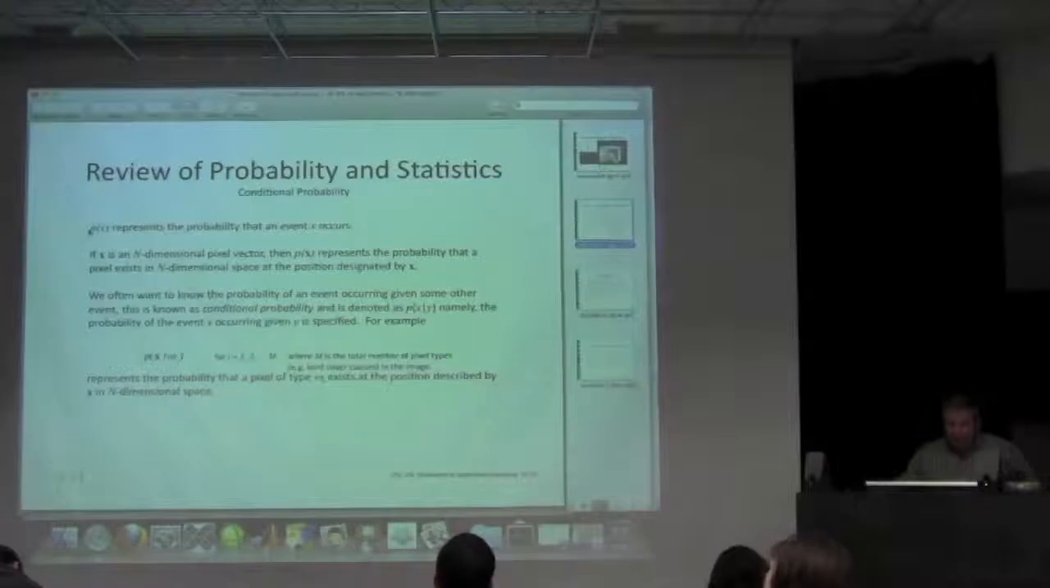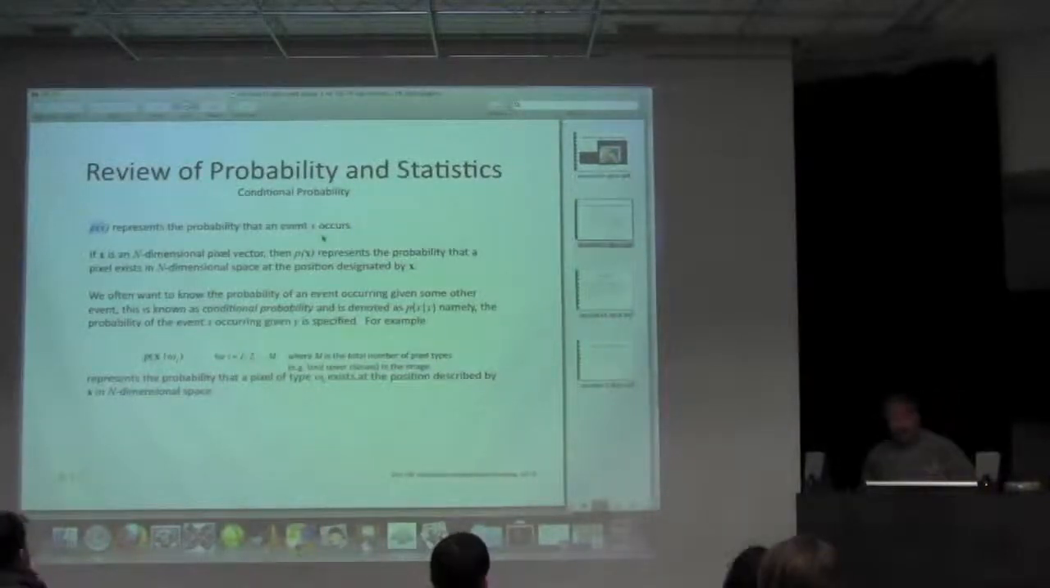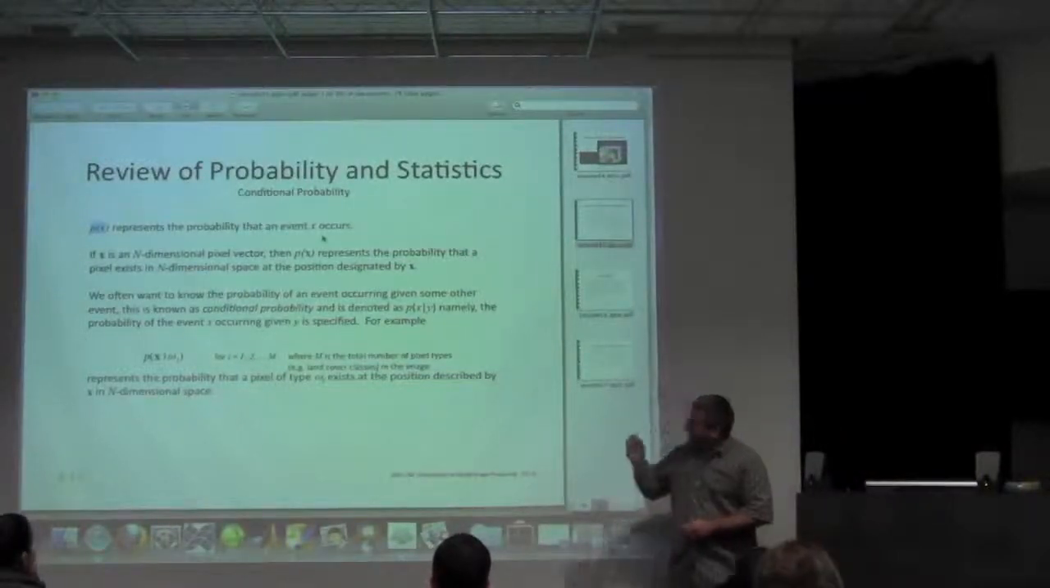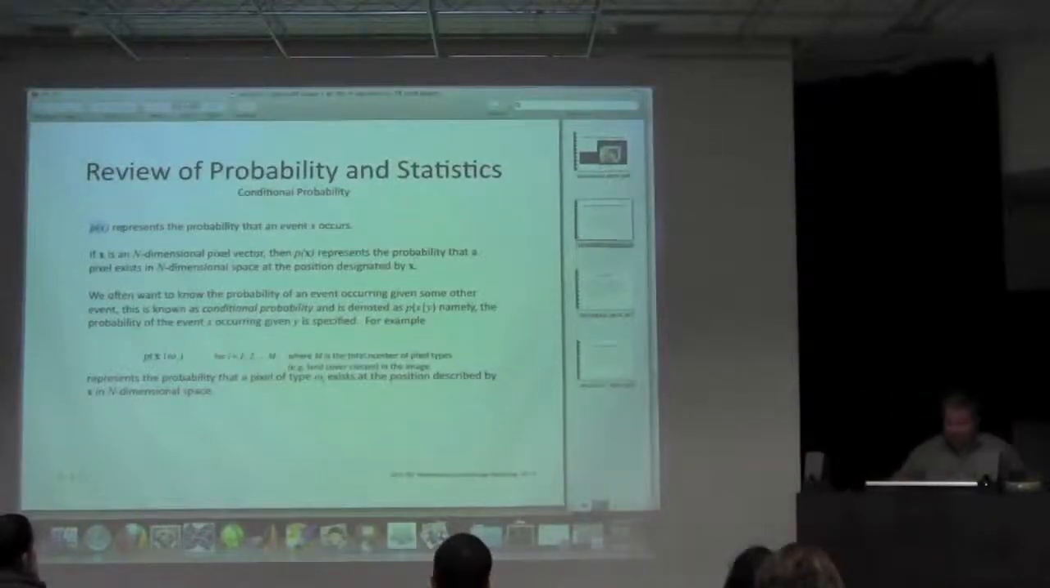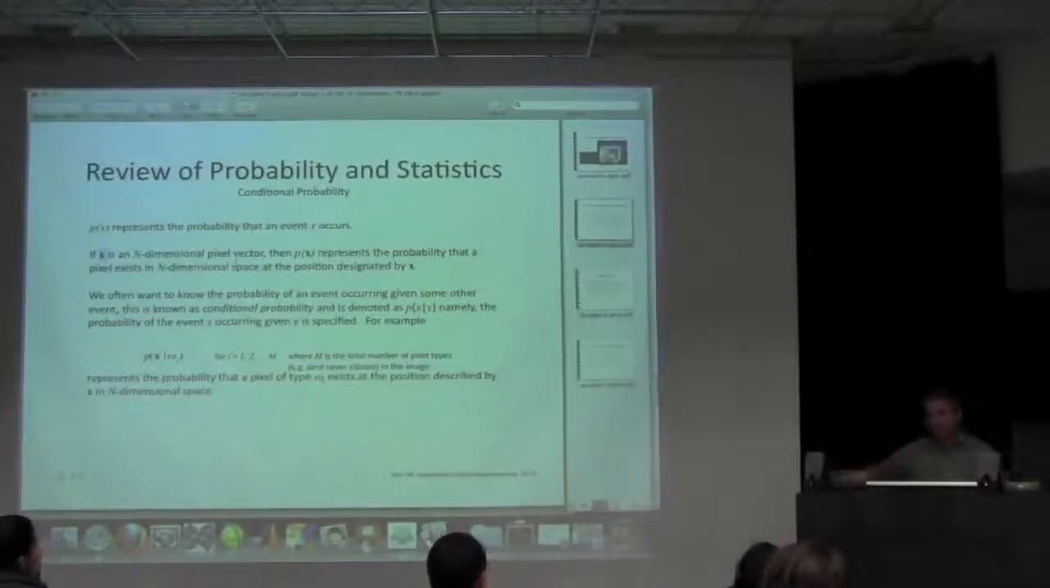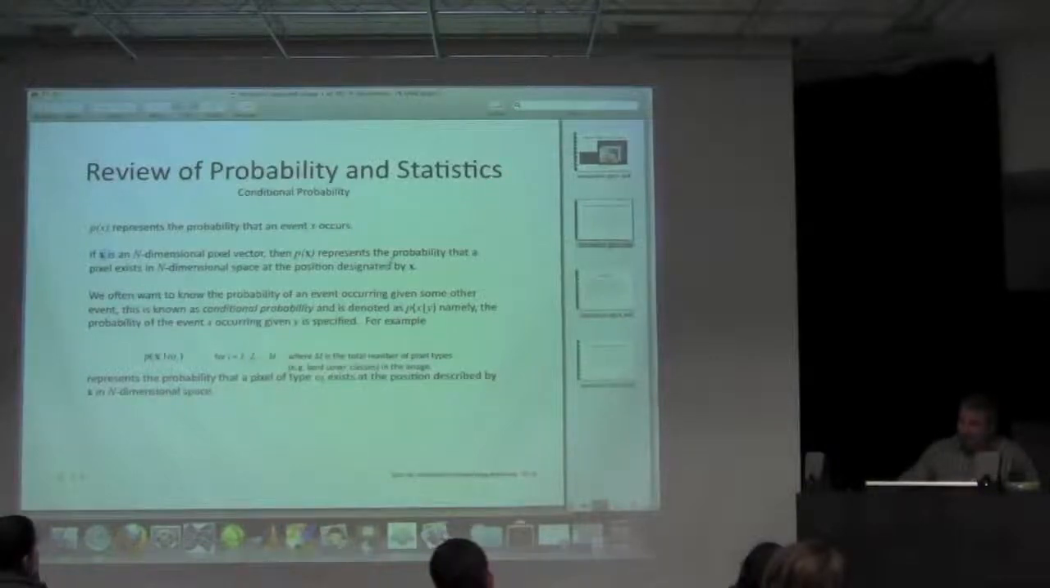If we just look at the simple term P of x, that's the probability that an event x occurs. The way the terminology is written here, and I think I'm consistent throughout the slides, is that a non-boldface term means it's a scalar quantity, and a boldface term means it's a vector quantity. So if x is our n-dimensional pixel vector, filled with all the band data for that particular pixel, then what does that represent? It's the probability that a pixel exists in n-dimensional space at a position designated by x.